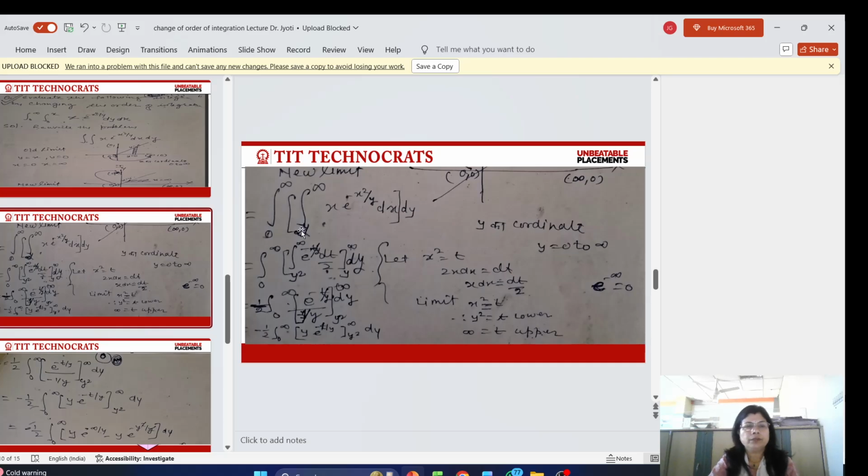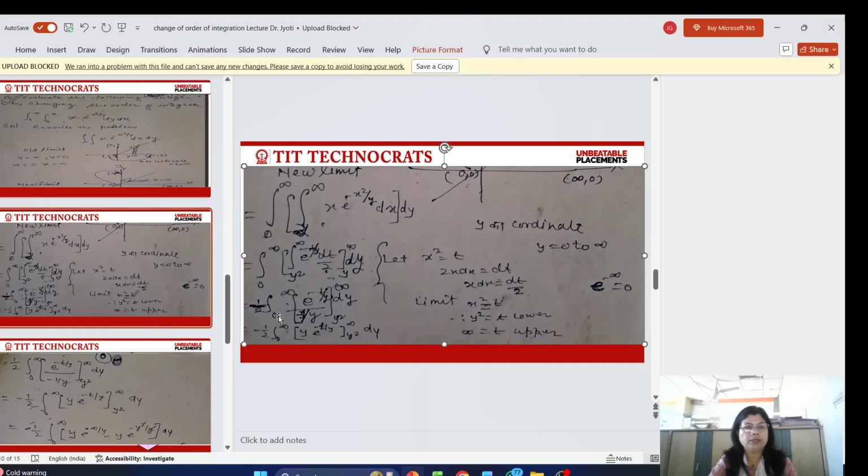the integral of 0 to infinity, the integral of x from y to infinity, of x e to the power minus x squared dx dy. Let x squared be equal to t, so 2x dx is equal to dt. So x dx is equal to dt upon 2. The limits are: x squared is equal to t, so y squared is the lower limit and infinity is the upper limit.